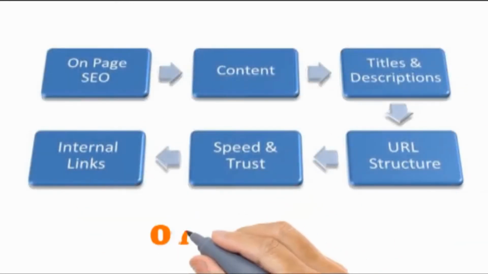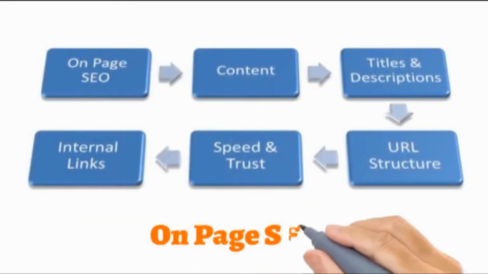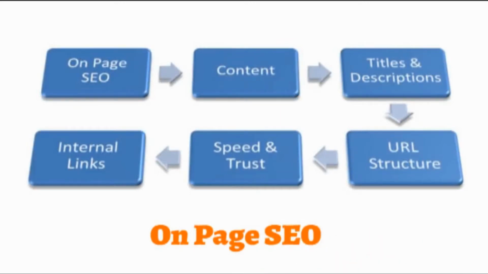On-page SEO is the practice of optimizing individual web pages in order to rank higher and earn more relevant traffic in search engines. On-page refers to both the content and HTML source code of a page that can be optimized. There are a lot of things included in on-page SEO. Let's discuss it one by one.